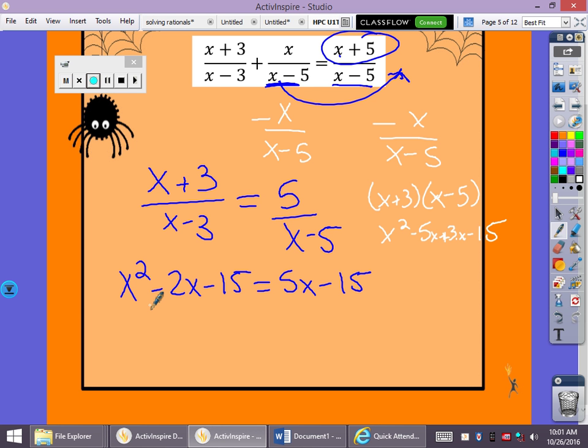Good? All right, so I noticed that I have an x squared, which means I have to get the equation to equal 0. So x squared minus 7x, because I'm going to subtract the 5x. And then when I add the 15, what happens? It cancels out. So x squared minus 7x equals 0. And then a lot of you froze, or some of you moved the 7x to the other side. No, no, no. If it's an x squared, it needs to equal 0.